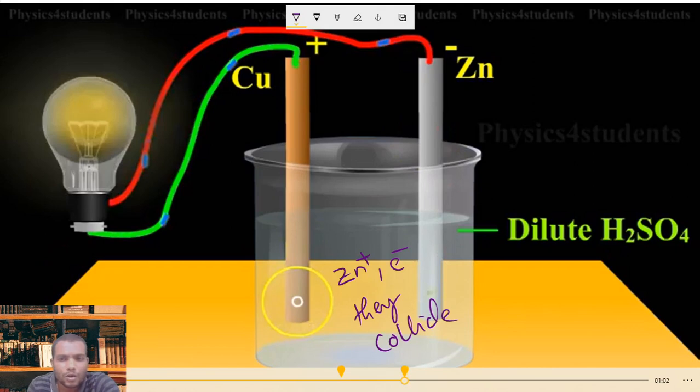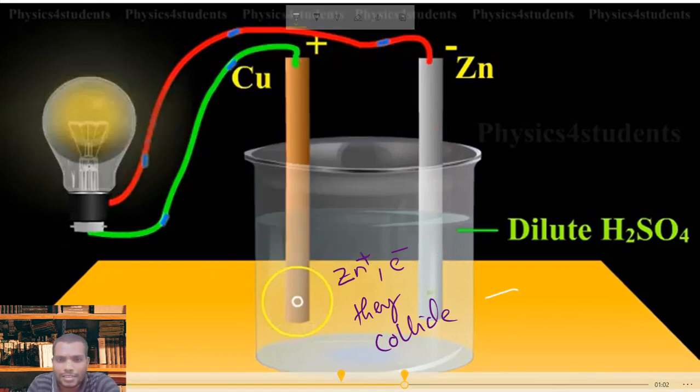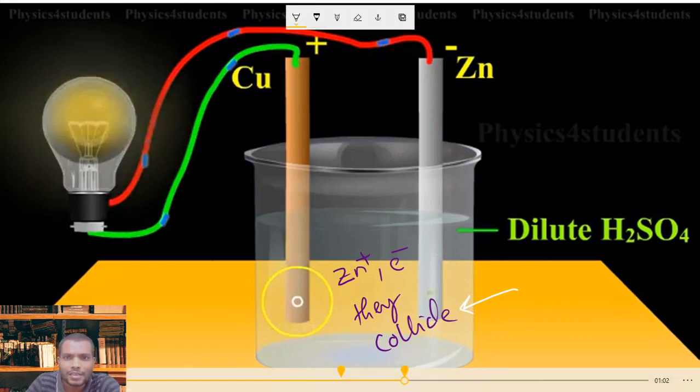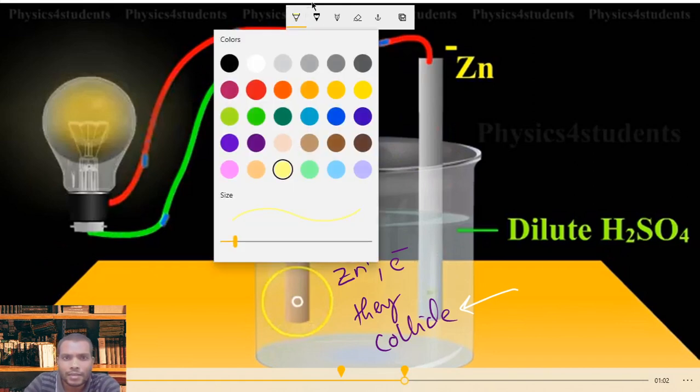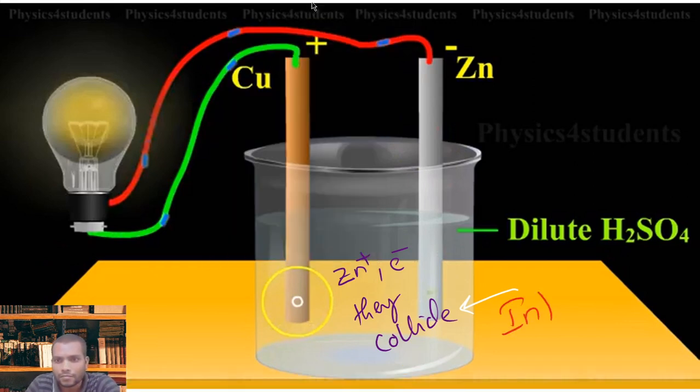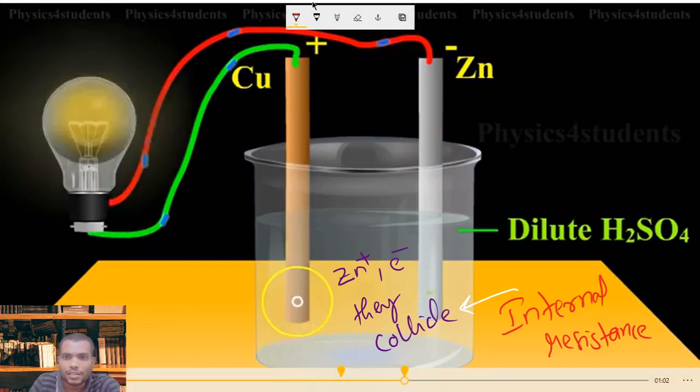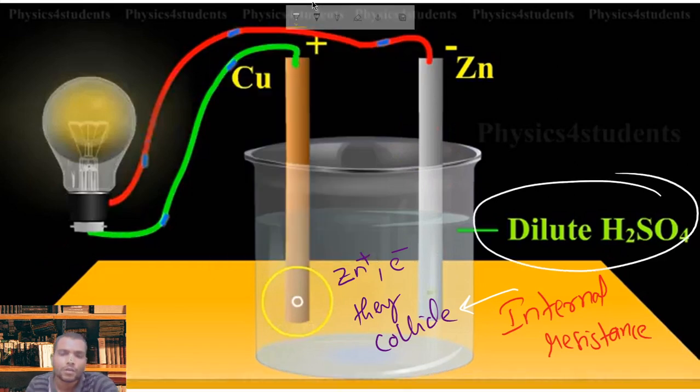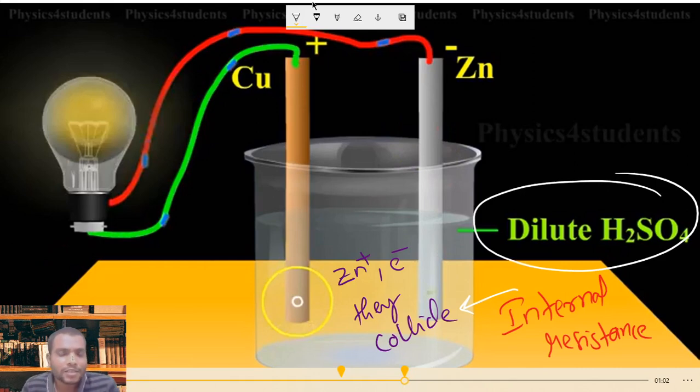This collision causes resistance. So the resistance happens inside the cell. This we termed as internal resistance. That is what we define as internal resistance. This internal resistance purely depends upon the electrolyte. The characteristics of the internal resistance also purely depend upon the electrolyte.